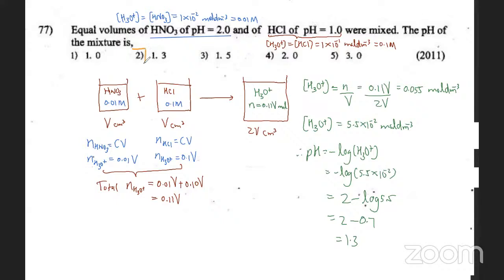This is how you do it. We find the number of moles of H3O+ resulting from each, add them, find the total number of moles of H3O+ in the resulting mixture, and divide it by 2V. Very important, because the volume doubles when you mix both of them.